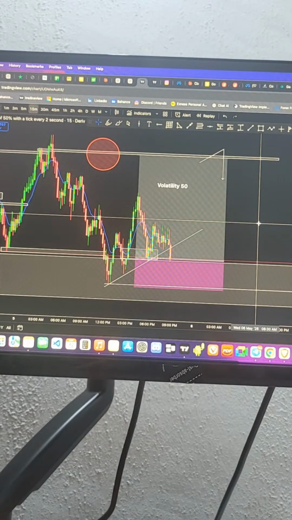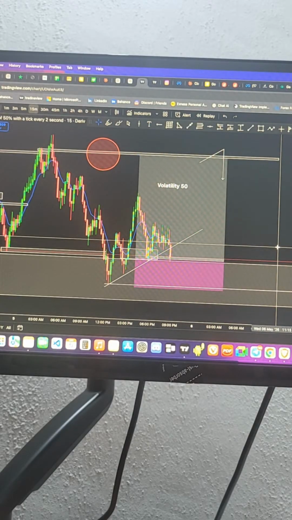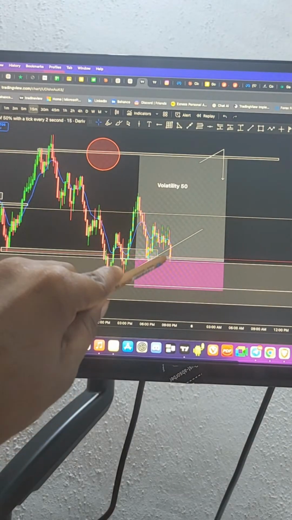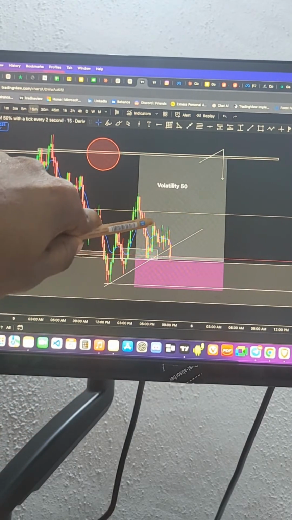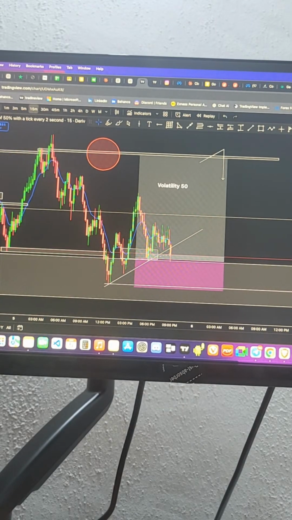Okay, so volatility 50 index just touched back to our entry. It just touched our entry back and is reacting from that zone. We're already on this trade all the way to this zone. So why did I get involved in this trade? Let me explain why I got involved in this trade.